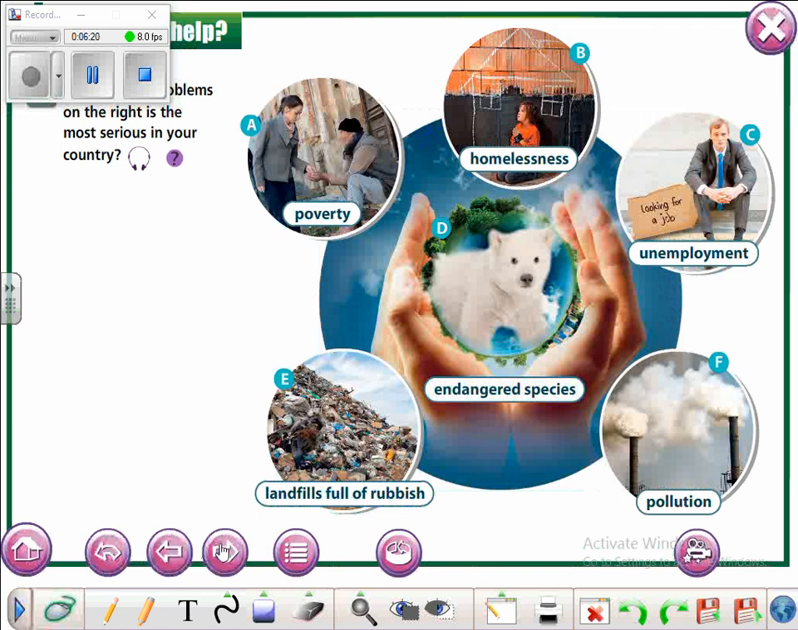What do you think? In my opinion, pollution. Pollution is the most serious problem. And also the landfills full of rubbish. Yes, you're right. Okay, so now we warmed up.